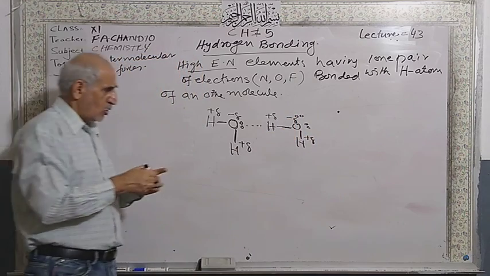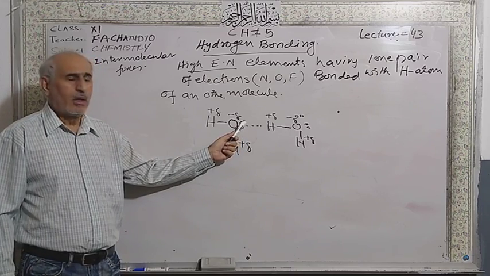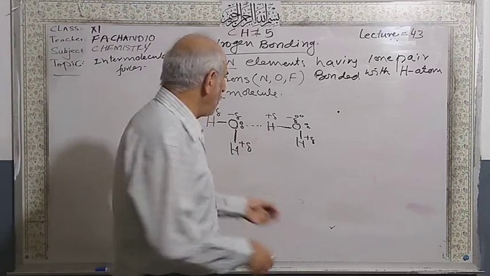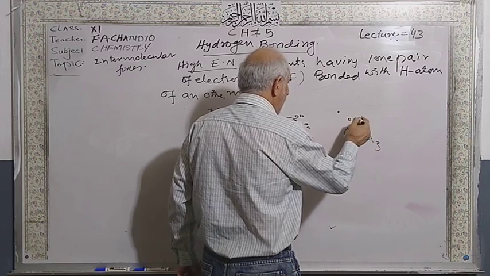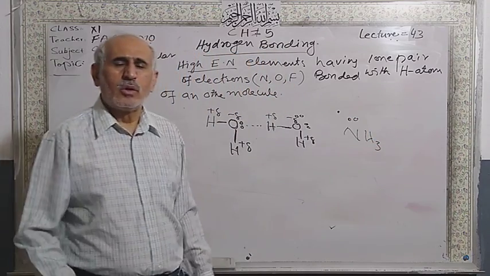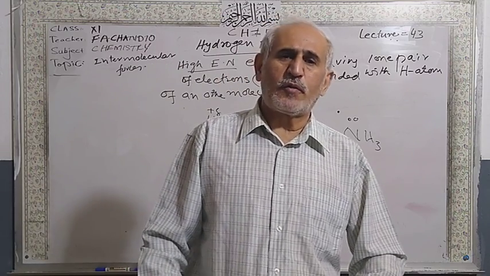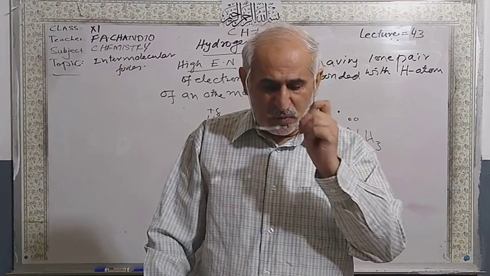Like this one. This is called hydrogen bonding. There are two lone pairs, so it can form more bonds. We will explain here. In ammonia, there is a lone pair also. So nitrogen can form hydrogen bonding, fluorine can form hydrogen bonding. So this is a special kind of bond.